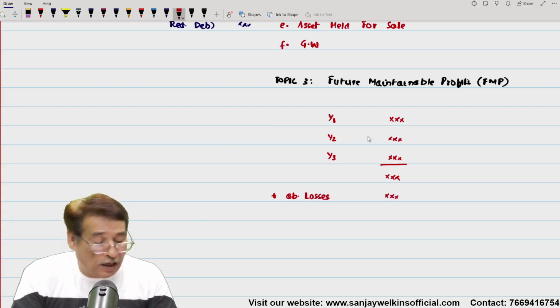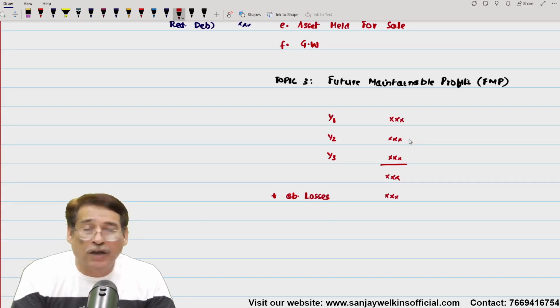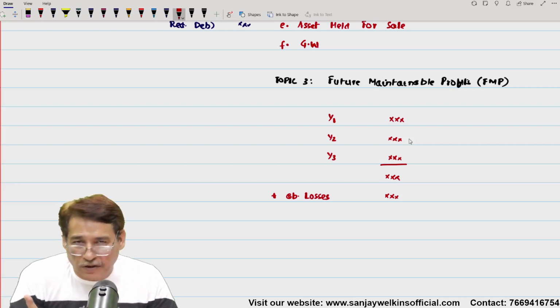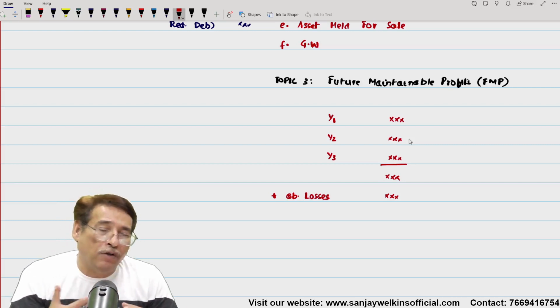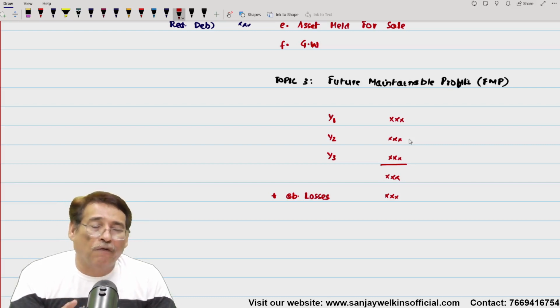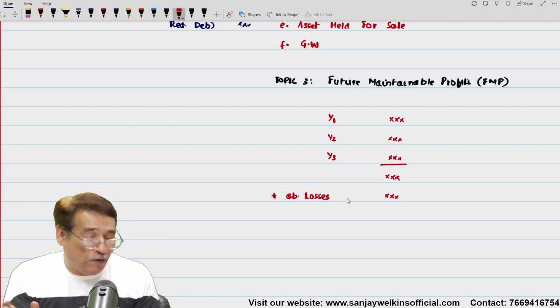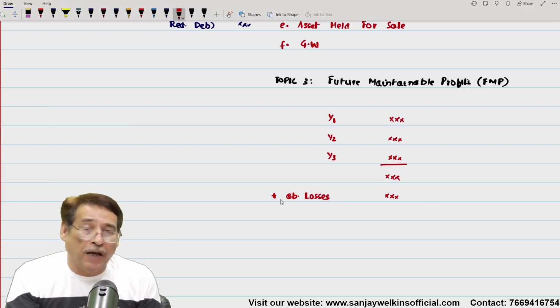For example, A and B tell Mr. C that in year 2 we have suffered a loss, but that is abnormal. Abnormal losses means it is not going to take place regularly. So if we exercise care and caution, we can stop such losses from taking place in future. So that is why abnormal losses are always added back.